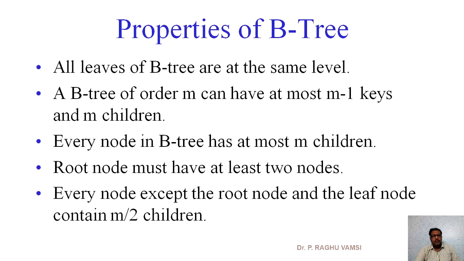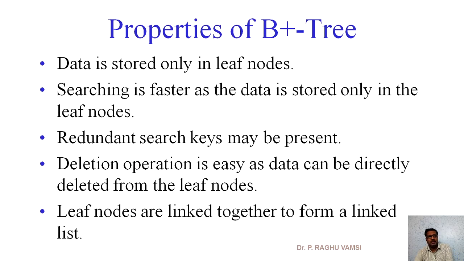Root node must have at least 2 children. Every node except the root node and the leaf nodes contains at least M by 2 children. These are the properties of the B tree.